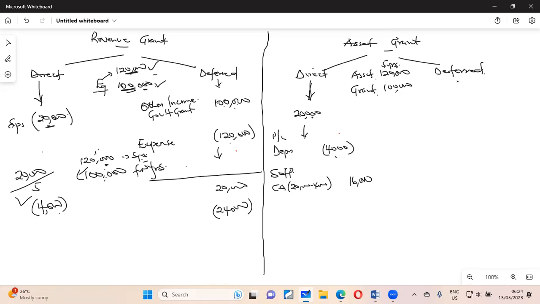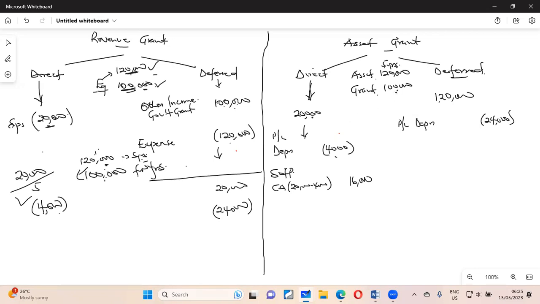Now, when it comes to the deferred approach, it says, oh no, let's use this approach. So we will buy the asset at 120,000. Which means that the depreciation will be how much each year? You said it's 24,000, right? That is what will happen.